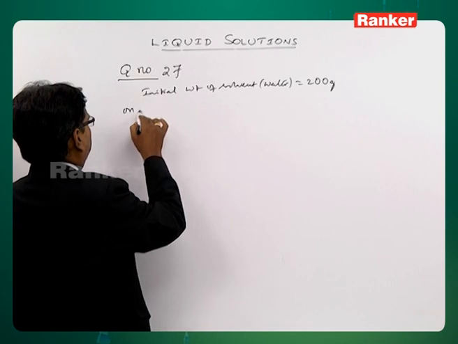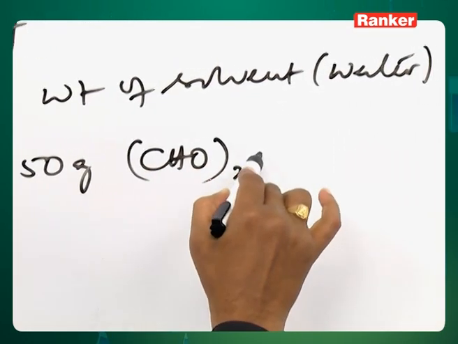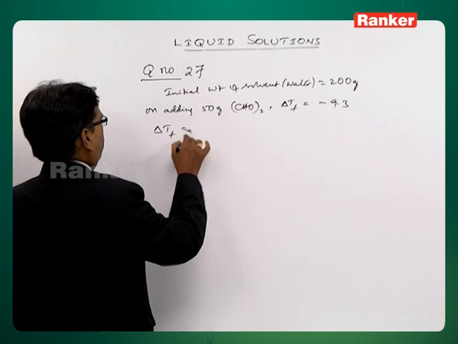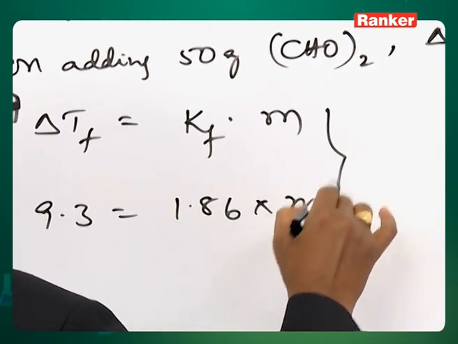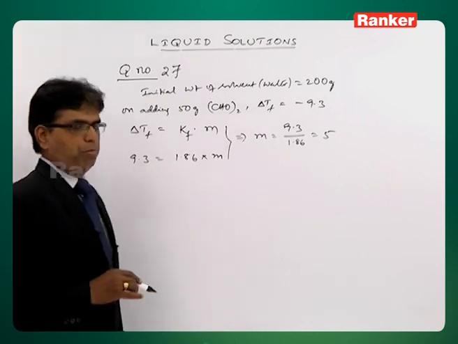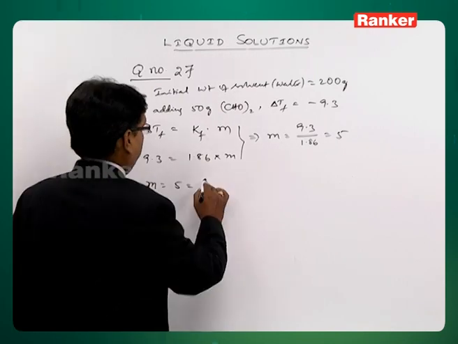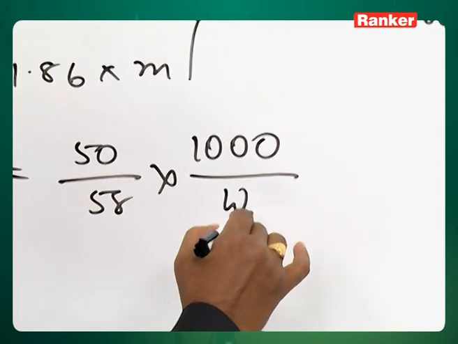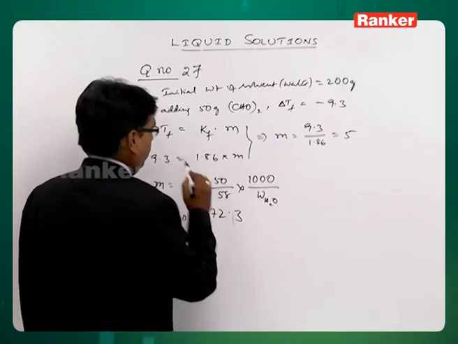Now, on adding 50 grams of ethylene glycol, delta TF is minus 9.3. Now, delta TF is equal to Kf into molality, that is 9.3 is equal to 1.86 into molality. So, from this molality is equal to 9.3 by 1.86, that is equal to 5. So, it is 5 molal. That means molality equal to 5 is equal to weight of ethylene glycol, which is given as 50, and its molecular weight is 58, into 1000 by weight of solvent, that is water. If you do it, you will get the weight of water as approximately 172.3.